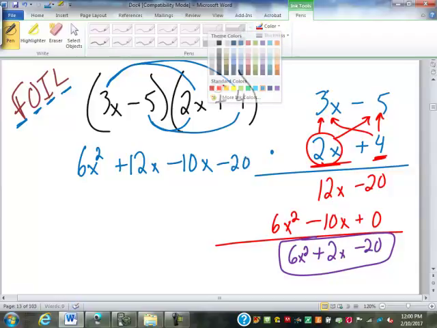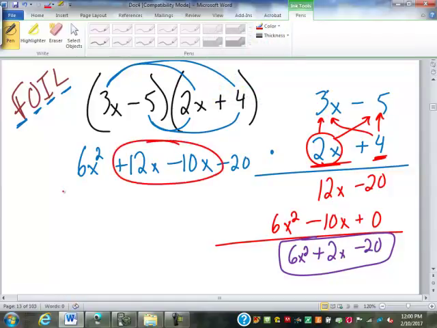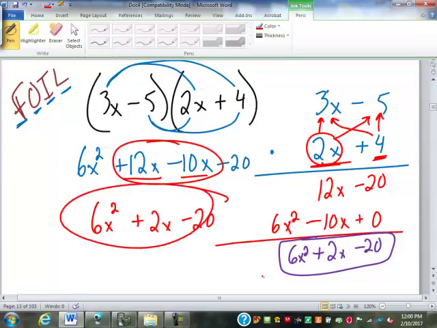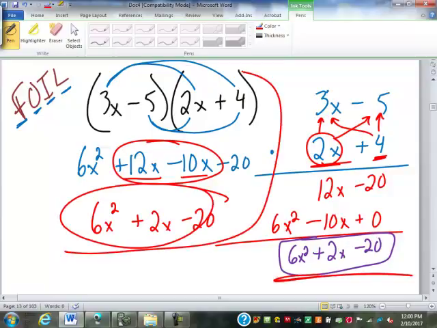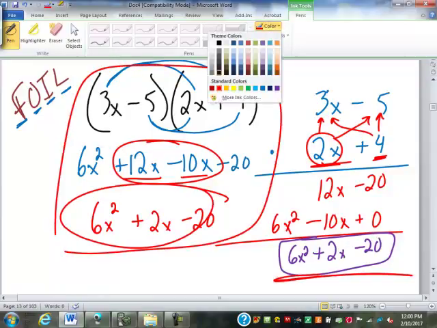And then we have to come back and combine the terms that are like terms. So the 6x squared doesn't change. 12 and negative 10 make positive 2x, minus 20. So we get the same answer. This is just quicker and saves a little space.